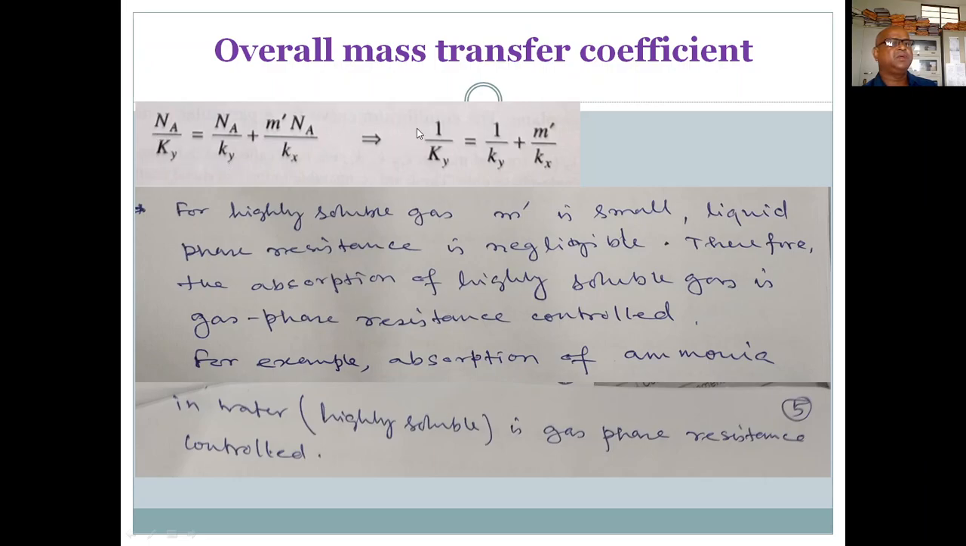So I have this: 1 by capital Ky equals 1 by small ky plus m dash by kx. This is my equation. This is the total resistance, this is the resistance from the gas phase side, and this is the resistance from the liquid phase side. Now let's take the case of a highly soluble gas. Highly soluble gas means what? Ammonia in water.